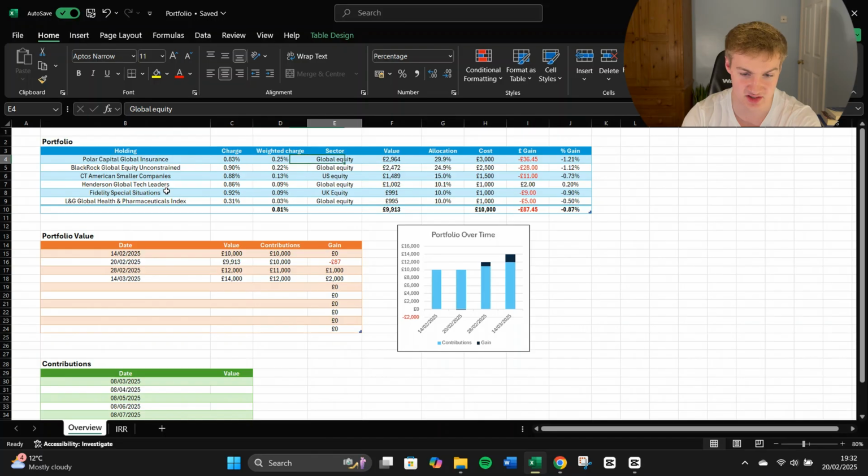And then insurance is the big one, a 30% allocation. One of Warren Buffett's most favoured sectors. And again, this will make a lot more sense when we do the deep dive on Polar Capital Global Insurance and why that sector I find so attractive. But it's quite a sort of steady Eddie type investment. You shouldn't expect to see huge drawdowns. It should just sort of produce those returns over time.